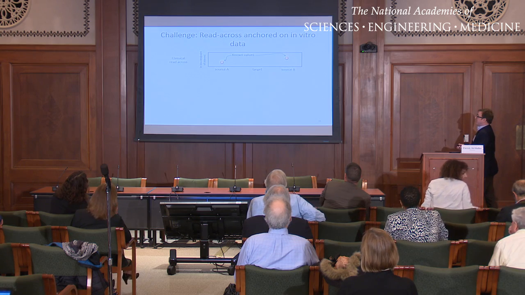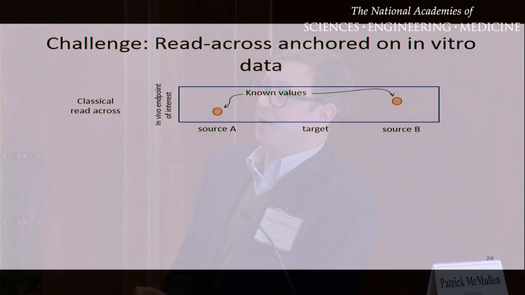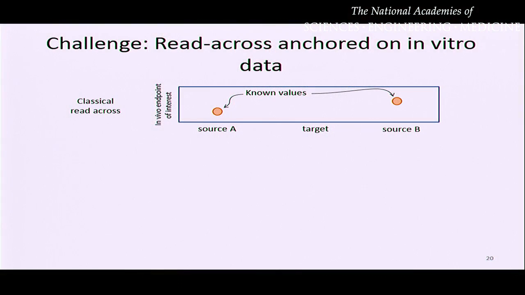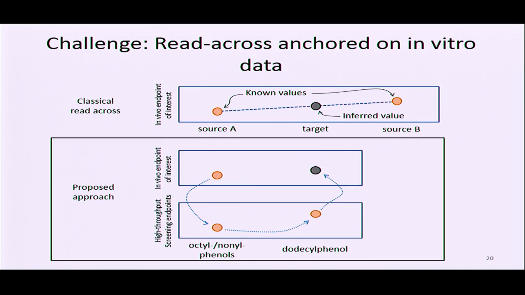So this is how I generally think. We have some endpoint of interest and measurements of two compounds with regard to that endpoint of interest, source A, source B. We have some target along some axis of chemical similarity, in this case chain length, that we're trying to guess at what the outcome would be. So you interpolate some way and make the inferred value. As Lisa was saying, this is pretty well accepted practice, especially in Europe.